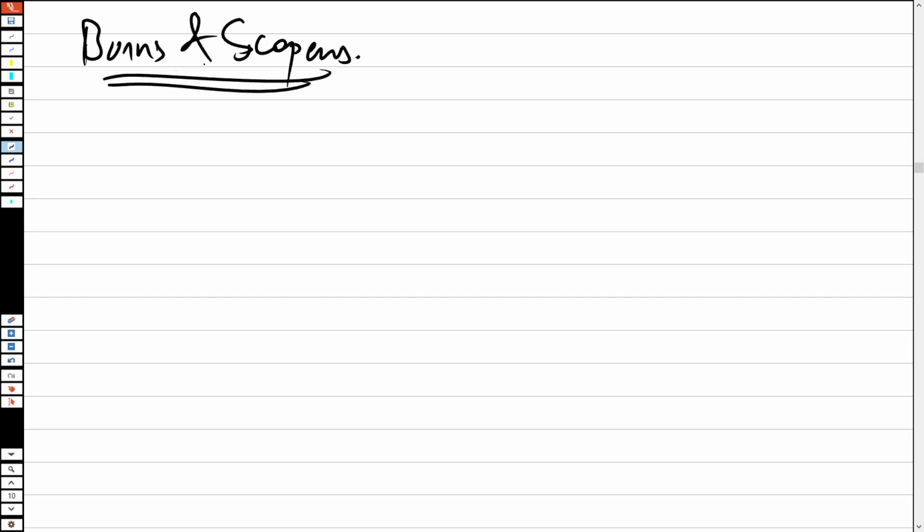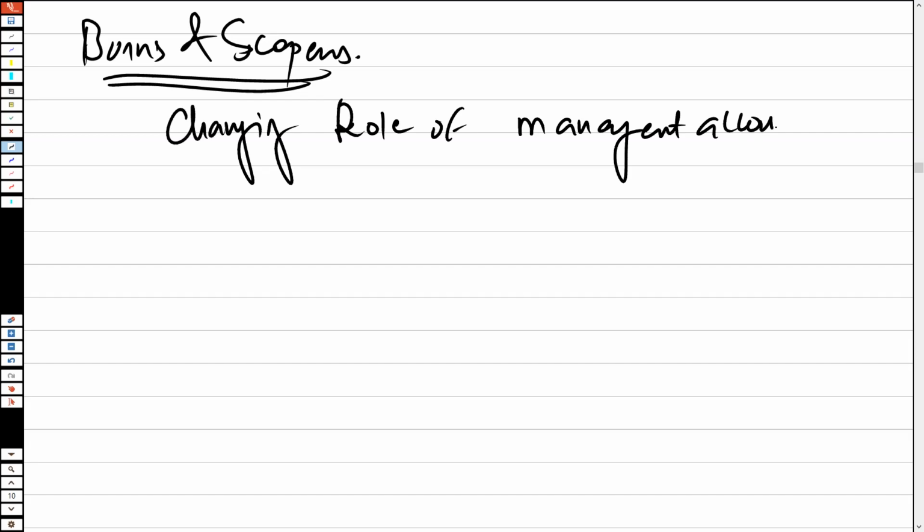Now let's move a bit forward and have a discussion about another concept which is part and parcel of strategic management accounting. It was a theory from the theorists Burns and Scapens. Burns and Scapens, what did they do? They presented a theory which was about the changing role of management accountants. So basically, what does it say?